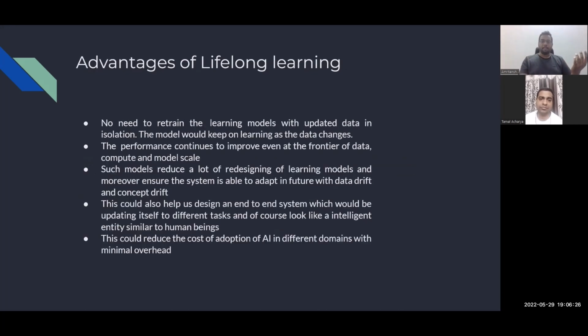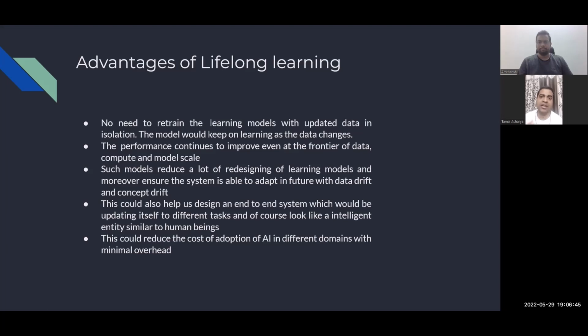Now, why do you want to do this? Tamal, I would also like to know your thoughts here. According to you, why would lifelong learning be advantageous for us? I think this is one of the key things which have come up over the past few years.